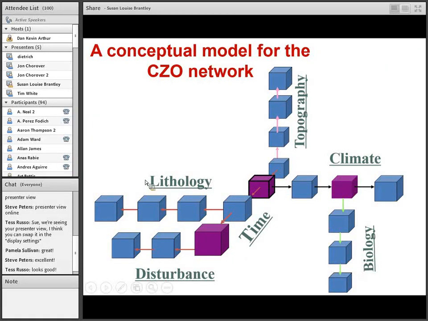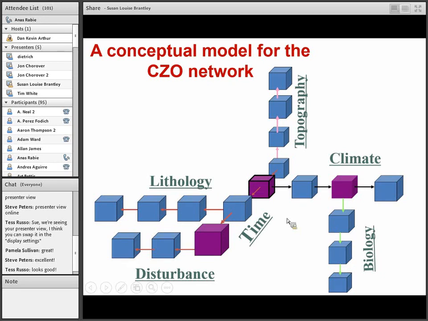What we are really hoping to do is foster international interactions and learning across the different CZOs and across the different networks. One way we're doing this is a new Science Across Virtual Institutes, which is new NSF funding to foster international science among the CZOs.